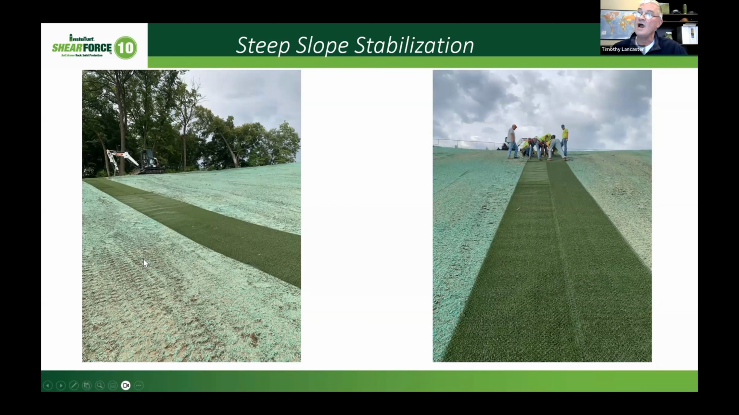I was surprised at how smooth they got the surface of this slope, which was great for installation because this is the way it should be done in most applications. The smoother that soil is, the easier it is to install the product properly and get that good mat to soil contact, which is really needed for these products to work the way you want them to. But they basically hydroseeded the slope, used a native grass mix, and installed the ShearForce 10 over the top of that.